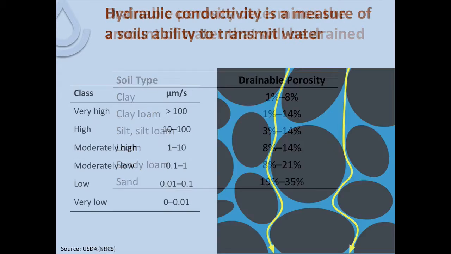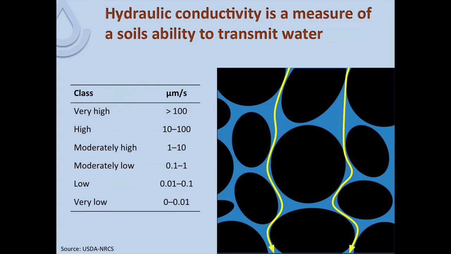Another soil property, and one that is particularly important as we get into drainage design, and especially when it comes to drain spacing, is the hydraulic conductivity of the soil. Hydraulic conductivity is just a measure of the soil's ability to transmit water, or the ease with which water can move through that soil. Again, this is going to be a function of soil structure and soil texture.